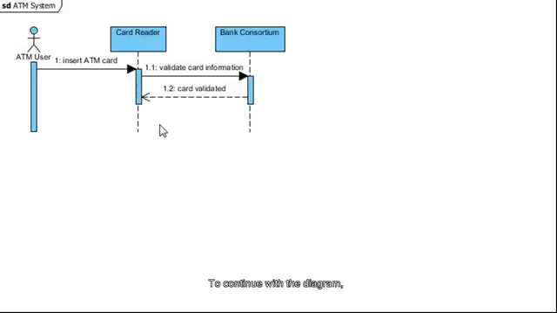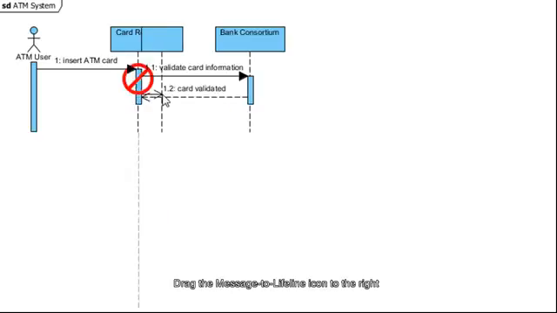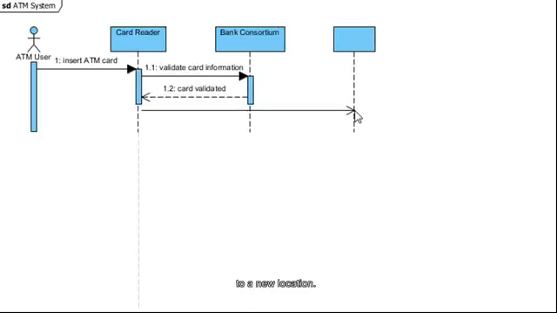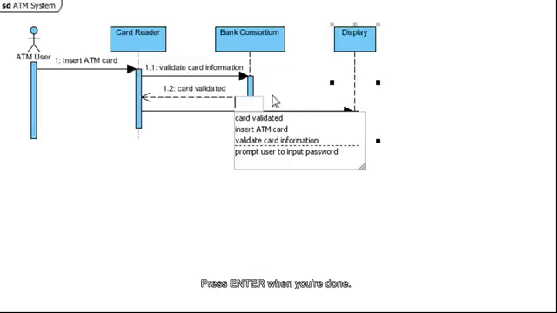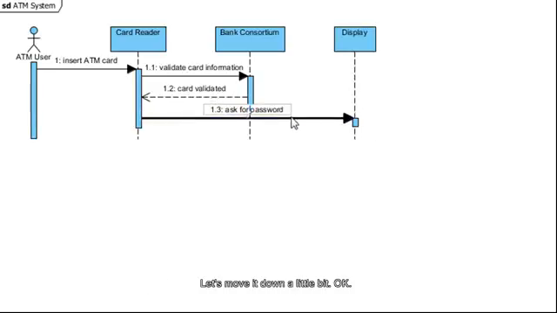To continue with the diagram, select the vertical bar here under card reader. Drag the message to lifeline icon to the right, pass Bank Consortium to a new location, and then release your mouse. And we're gonna name this lifeline display. Press enter when you're done. And we're gonna name this message ask for password. Press enter when you're done. Let's move it down a little bit.